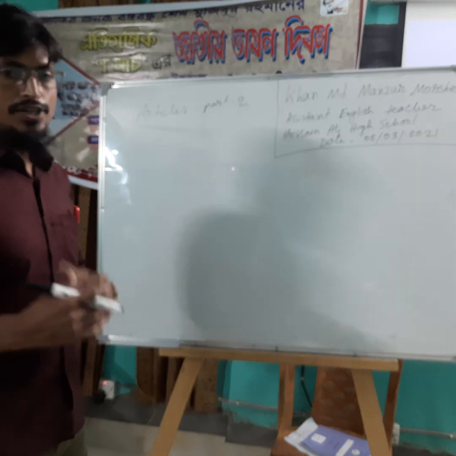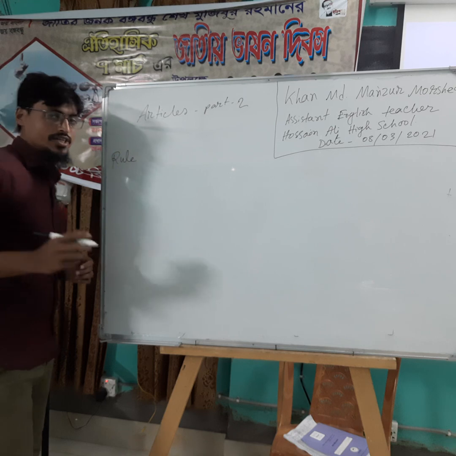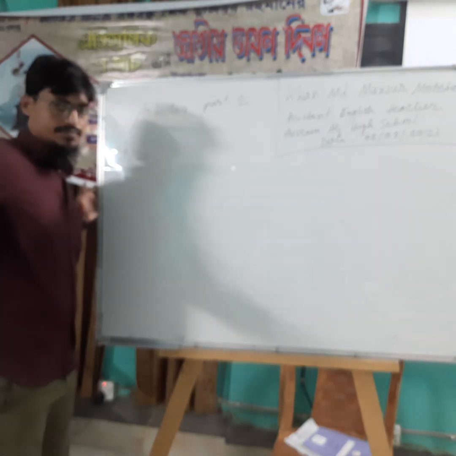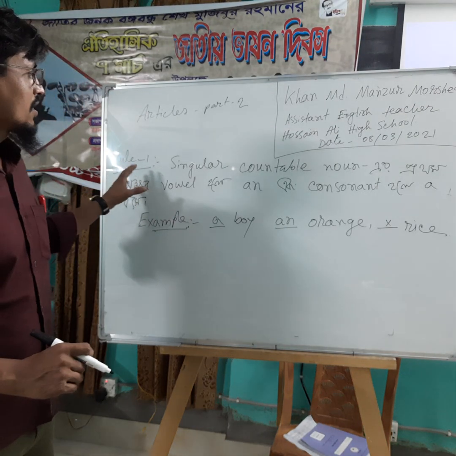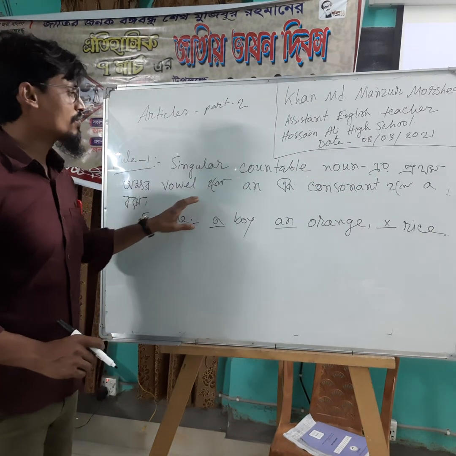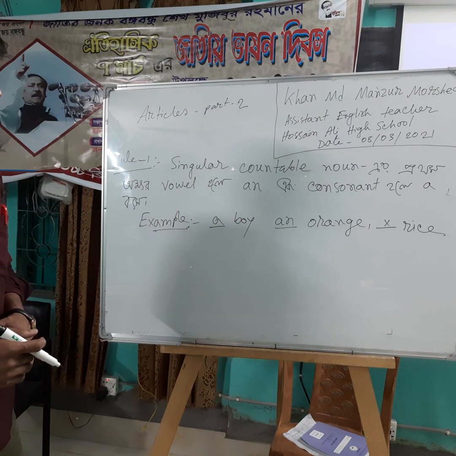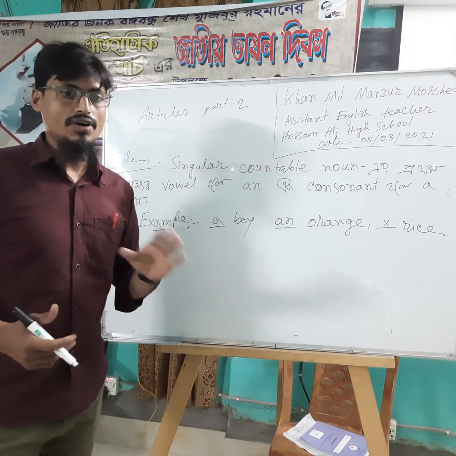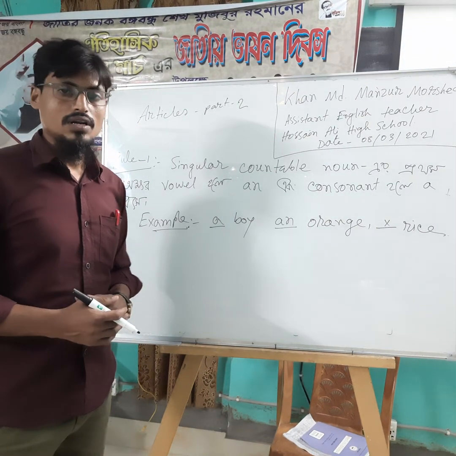So pay attention to our class. Take your khata and write the rule. Rule 1. সিঙ্গুলার কাউন্টেবল নাউন এর প্রথম অক্ষর ভাওয়েল হলে অ্যান এবং কনসোনেন্ট হলে এ বসে। So we already know about what is vowel and what is consonant. There are 5 vowels in English alphabet and 21 consonants.